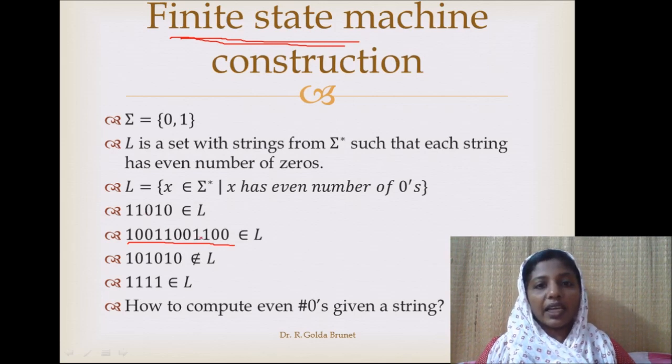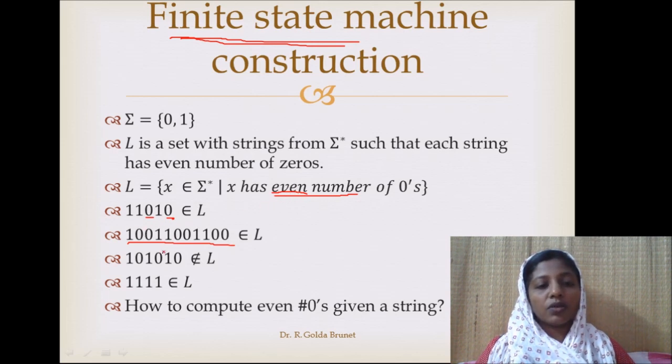Are we really interested in the count of the number of zeros? It is not, right? We are bothered only whether it is even or not. That's all we are bothered about. Here there are two zeros, the count is two. Here there are six zeros. We are not worried about whether it is two or six. All that we are worried about is whether the number of zeros is even or not.